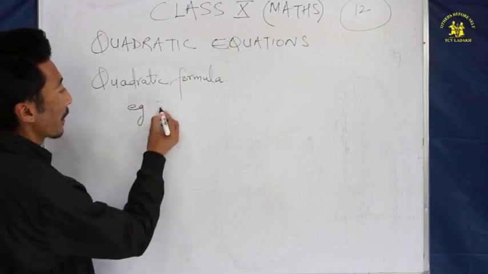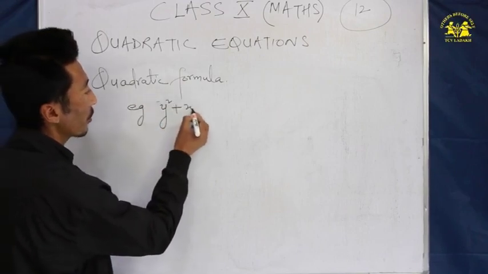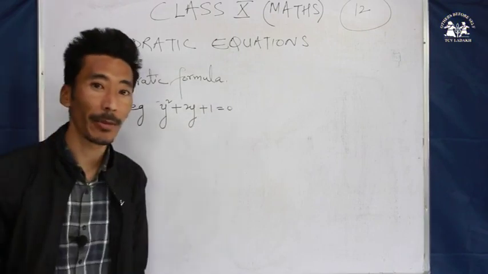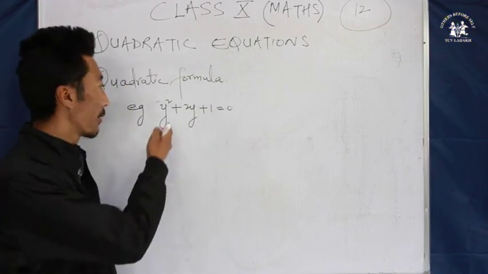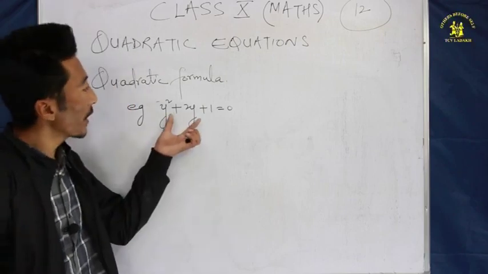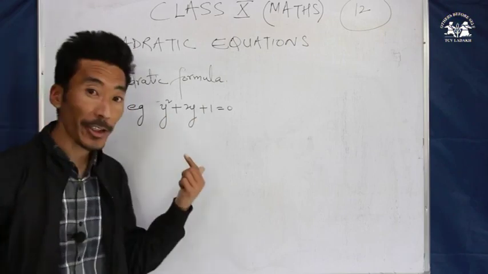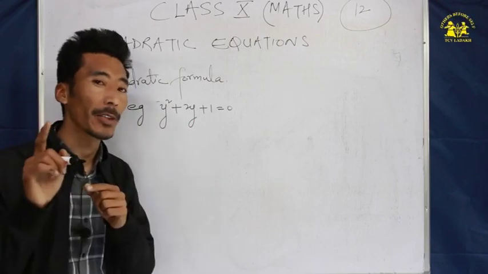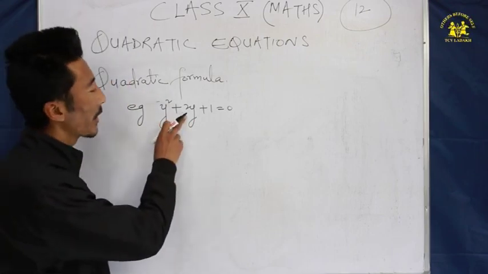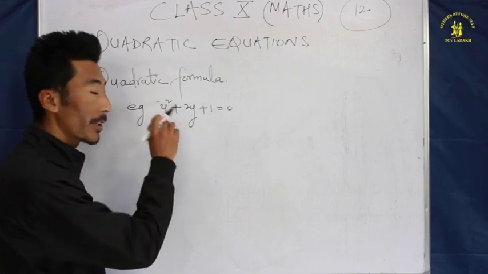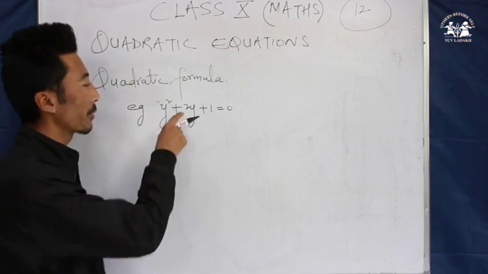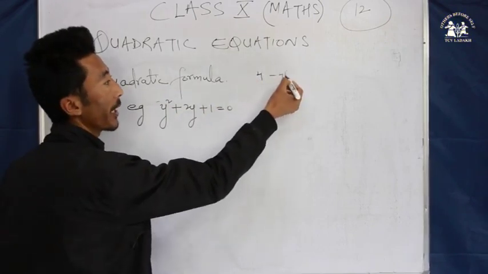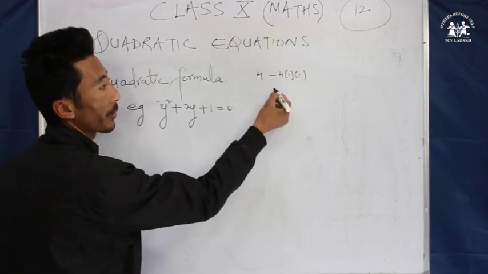For example, we have y squared plus 2y plus 1 equals 0. The variable is y here instead of x. So this is the quadratic equation. Now the sum, we take the discriminant, b squared minus 4ac. b squared is 2 squared, 4, minus 4ac, where a is 1 and c is 1.